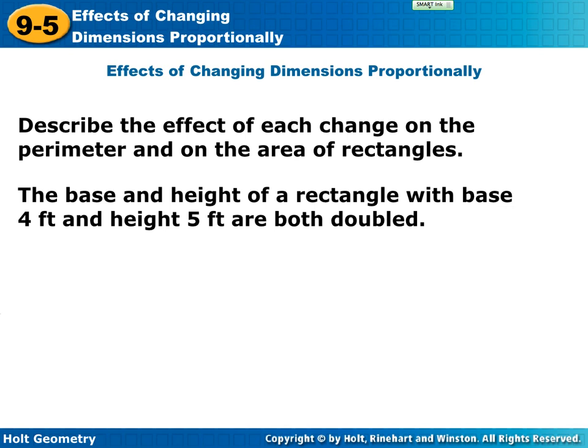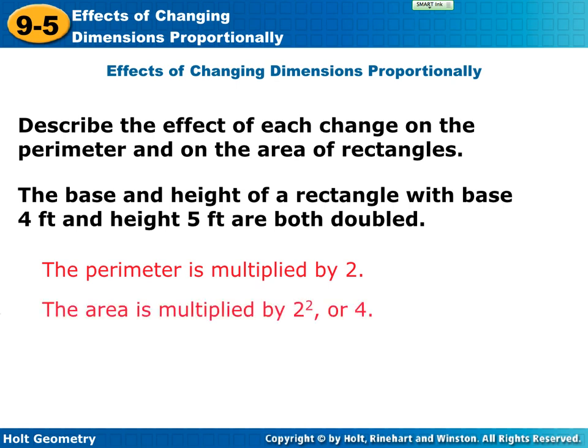2. So look at your notes there. What did you write down? What happens to the perimeter? What happens to the area? The perimeter is going to double, multiply by 2. The area is going to change squared, so multiply by 4. 2 squared, yeah, 4 times as much. We don't really have to recalculate.